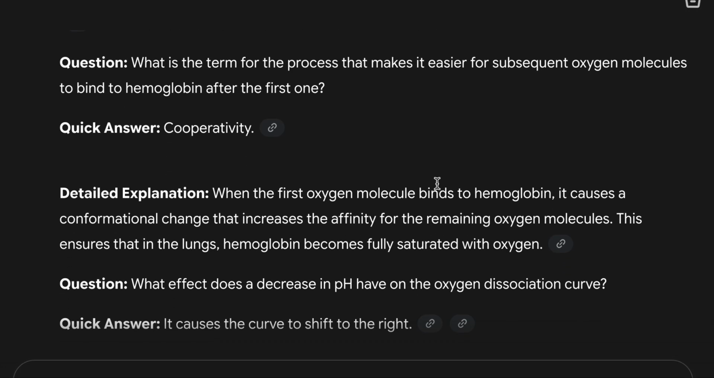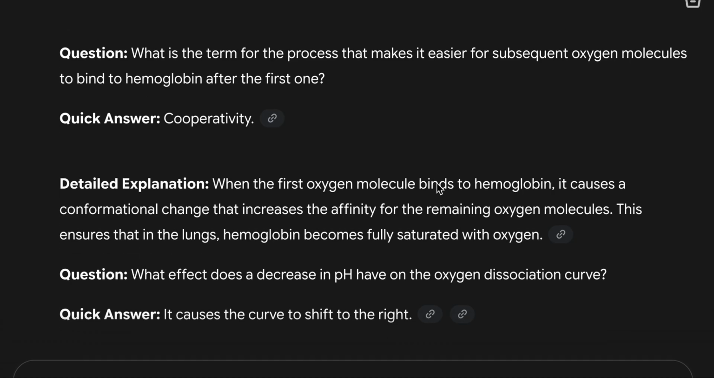What is the term for the process that makes it easier for subsequent oxygen molecules to bind or release hemoglobin after the first one? It's called cooperativity. When the first oxygen molecule binds to hemoglobin, it causes a conformational change that increases the affinity for the remaining oxygen molecules. This ensures that in the lungs, hemoglobin can fully saturate with oxygen. And the same goes in the tissues. It can fully release in the tissues.